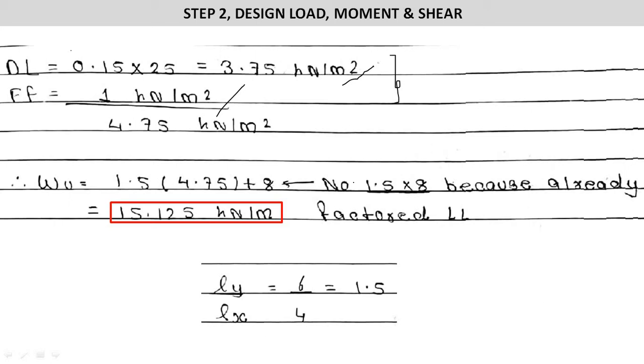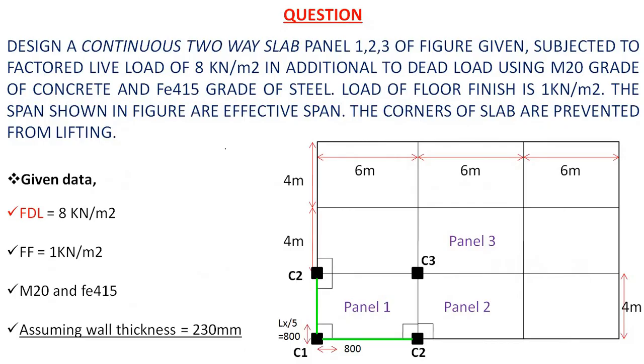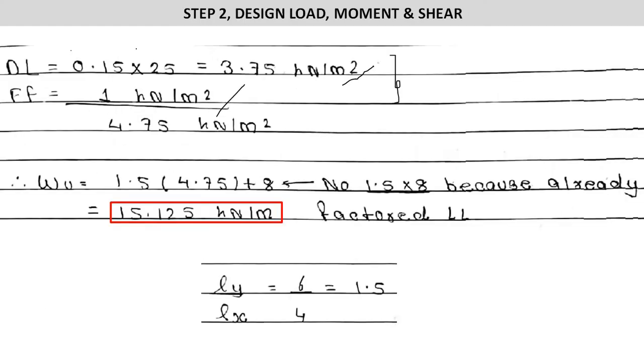We do not have to multiply the factor of safety with the live load, because in the question the live load is already given as factored, so we do not have to multiply by 1.5. So 1.5 into 4.75 plus 8, the total factored load, which includes dead load plus live load, is overall 15.125 kilonewton per meter square. We have to highlight this value, and it will be used for the further calculation.